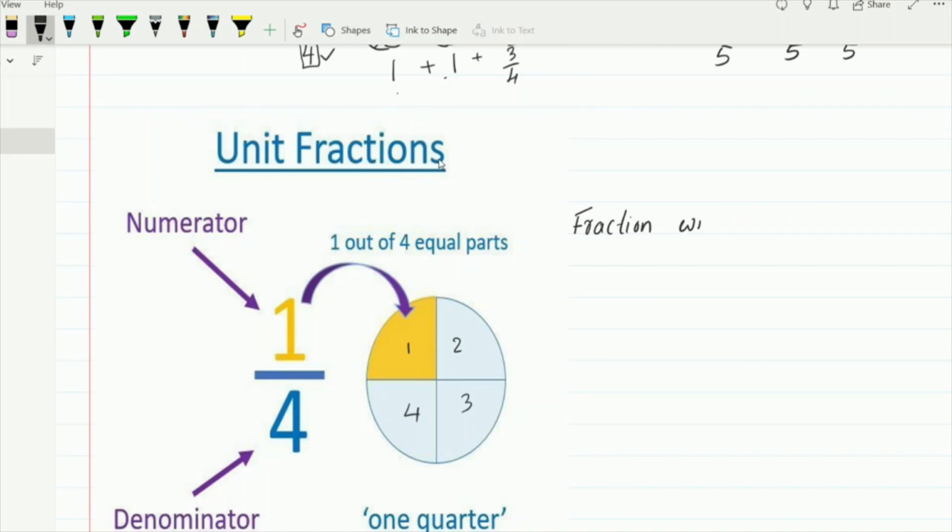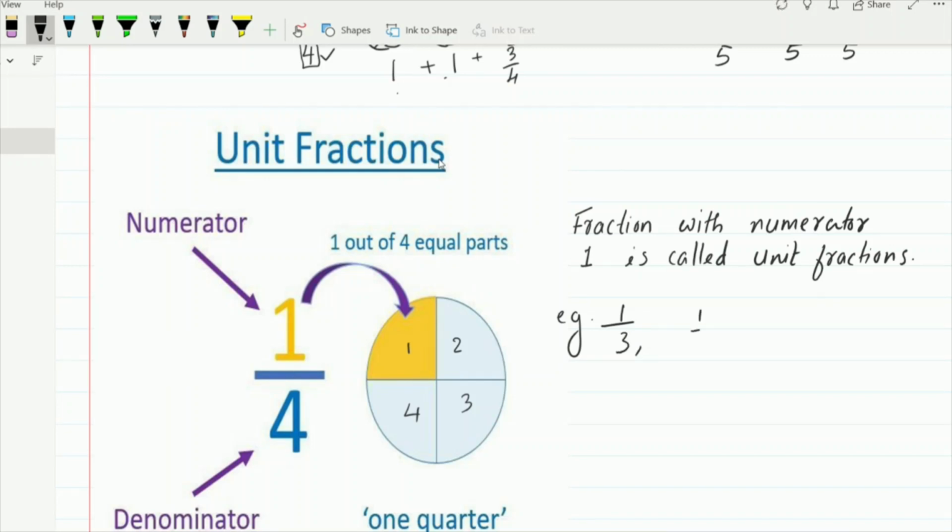So definition we can write: fractions with numerator 1. Always the numerator should be 1. Then we can say that fractions are called what? A unit fraction. Okay. Numerator 1. Fractions with numerator 1 are called unit fractions. This is the definition of unit fraction and example. So any fraction, if the numerator is 1, all those fractions come under unit fraction. So examples are 1 by 3, 1 by 2, 1 by 6, 1 by 5.